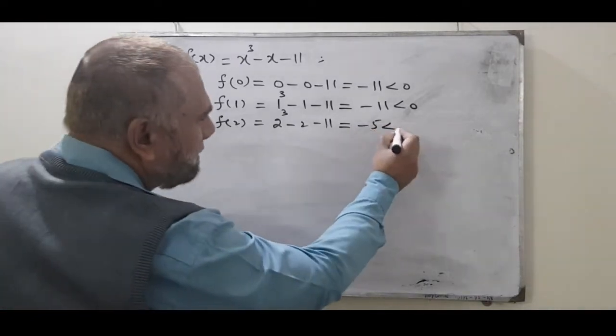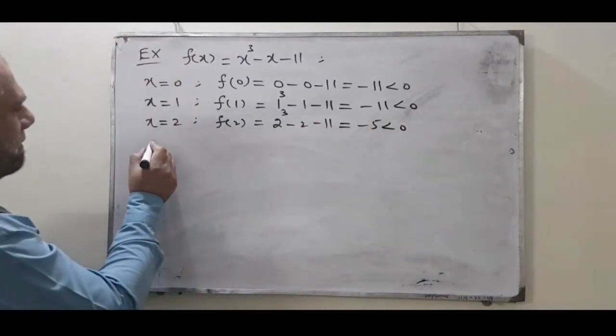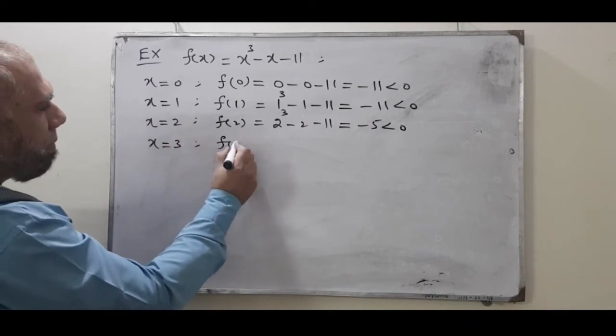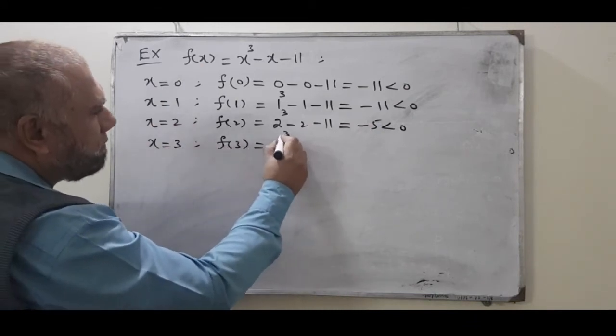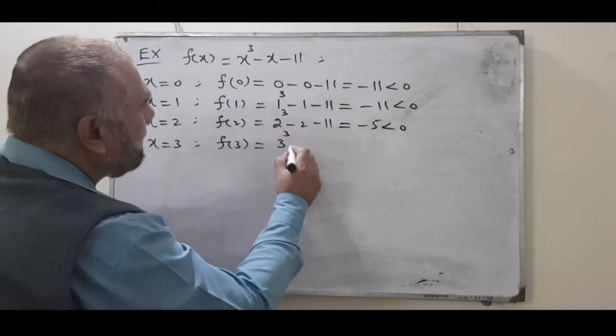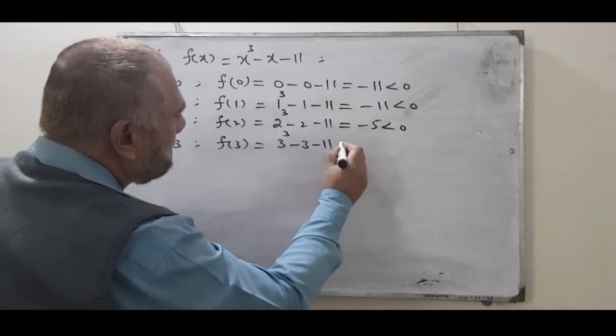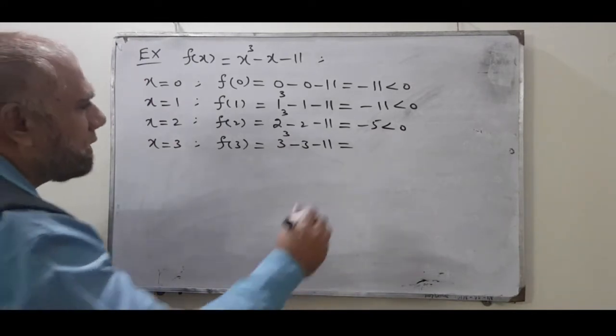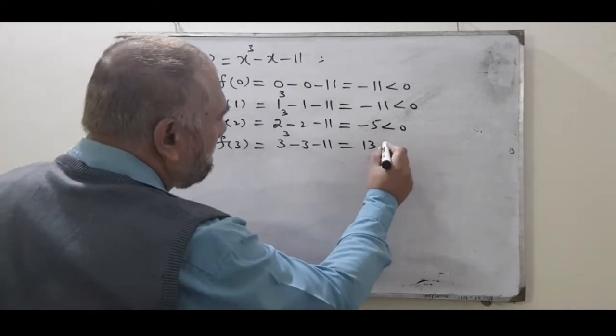And the sign is still the same. There is no change in the sign. And next we take x equals 3. Whenever we assign it, we get 3 cubed minus 3 minus 11. So this gives you 27 minus 14. So this gives you plus 13.